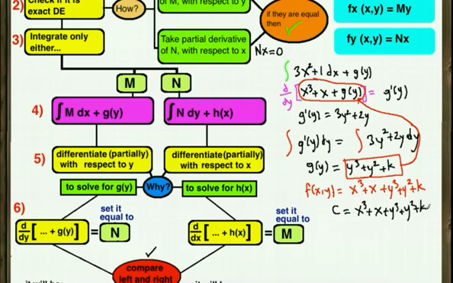And if you merge this constant k and c, which is c minus k, it is again a constant, so you can keep it as it is. X cubed plus x plus y cubed plus y squared equals c.